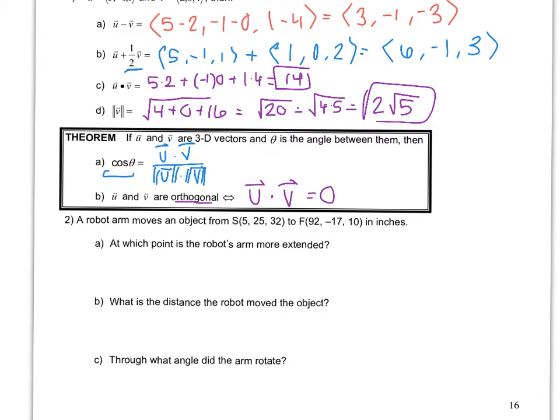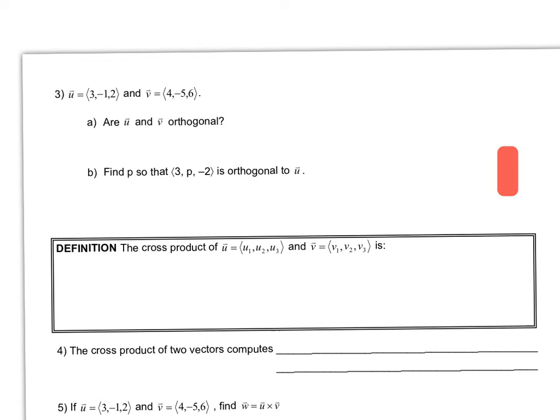But let's look at the next page first. Okay, in example 3, we're simply asked, are vectors u and v orthogonal? Again, that's a very simple process, as it was with vectors in 2D space. To determine if they are orthogonal or not, we're checking to see if their dot product is 0.